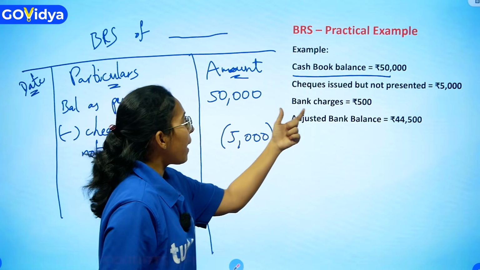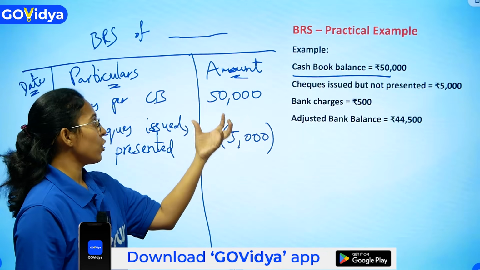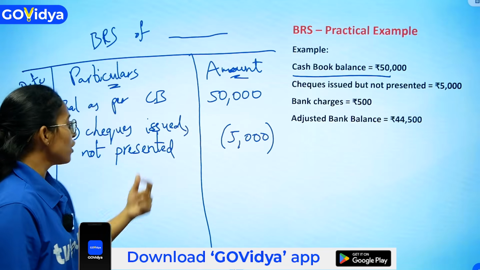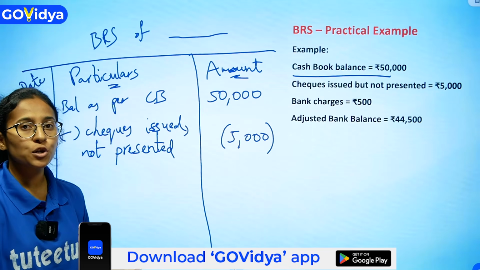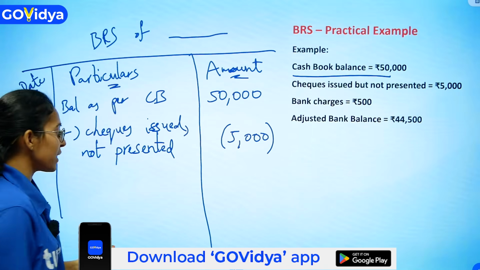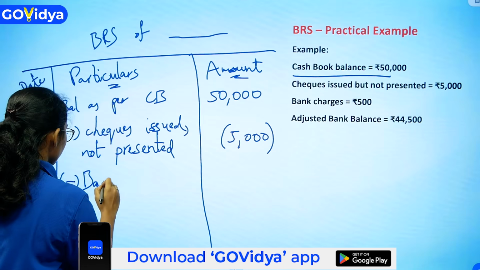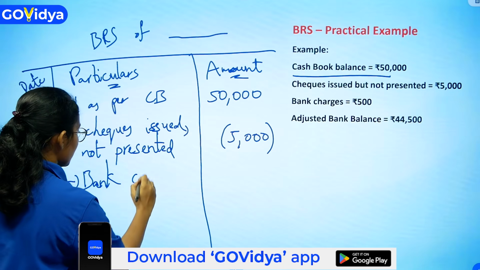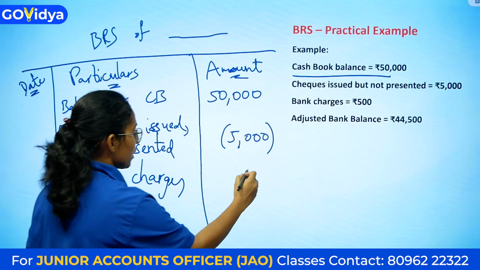Okay, now bank charges. Bank charges have been considered by the bank, but we have not considered them in the cash book so far. So now we are going to consider it. Bank charges should be added or deducted? It should be deducted because it is an expense for us. Our bank balance will be reduced. Bank charges, how much? 500.